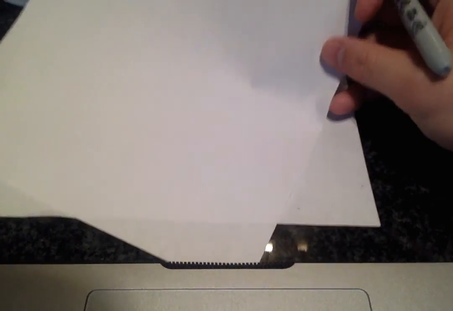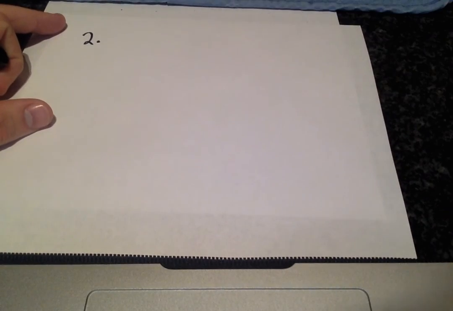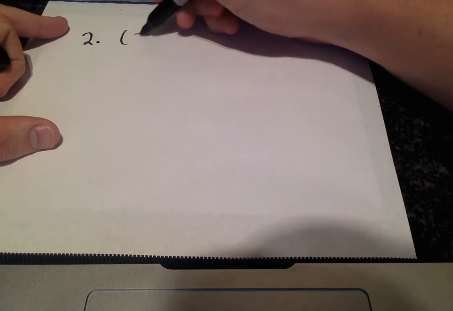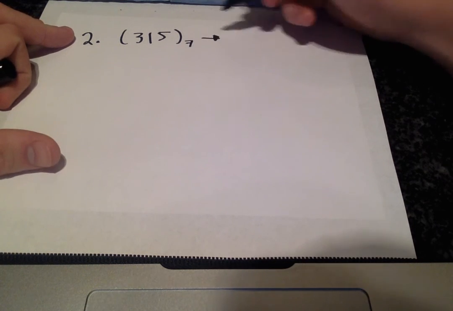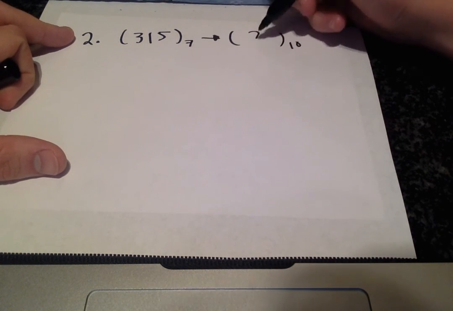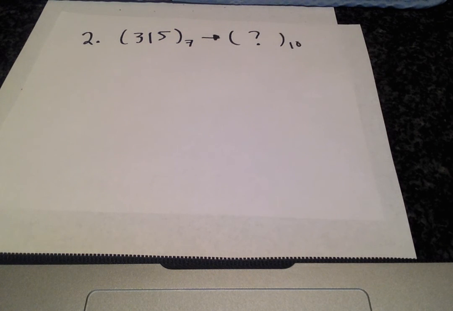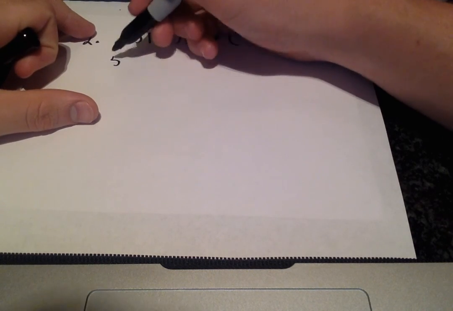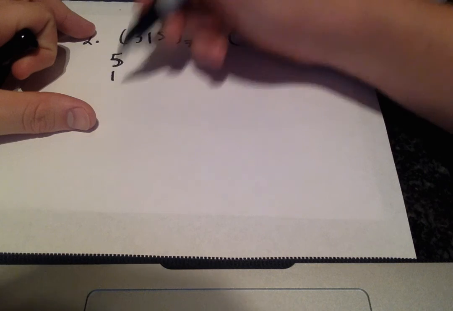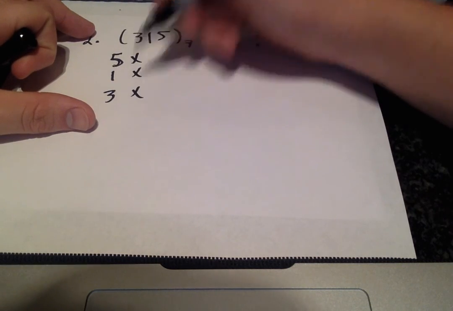But now let's move on to the second example problem. We want to convert 315 base 7 to base 10. So we want to find that value. As I said last time, you can rewrite the numbers backwards: 5, 1, 3, and in this case our base is 7.